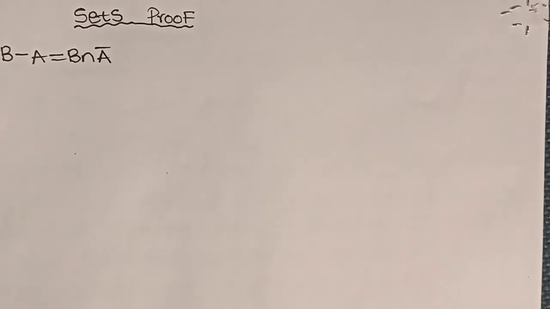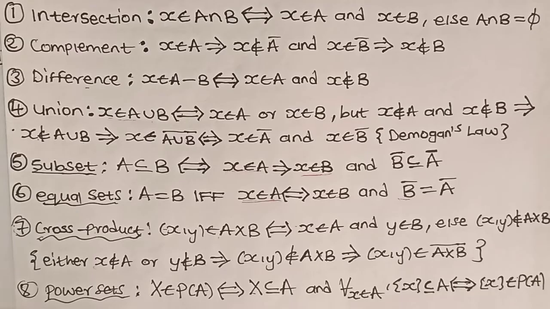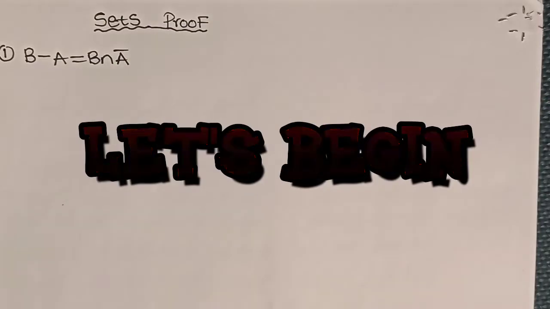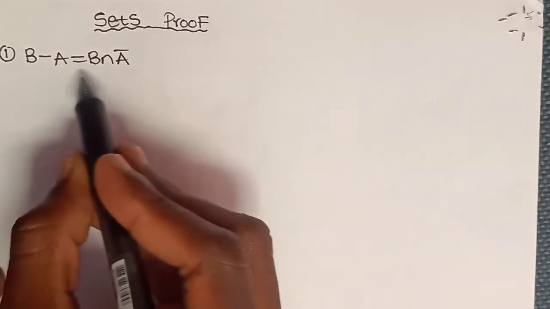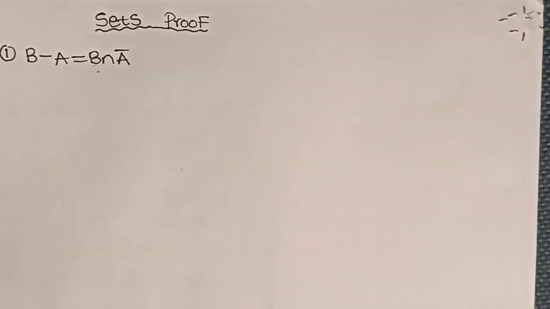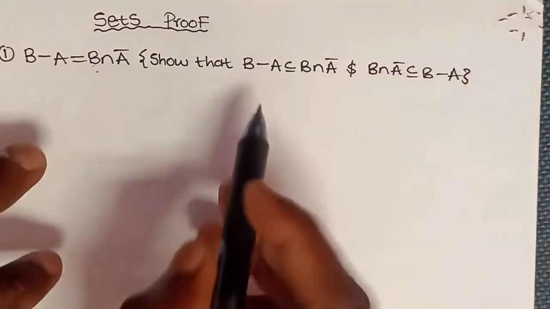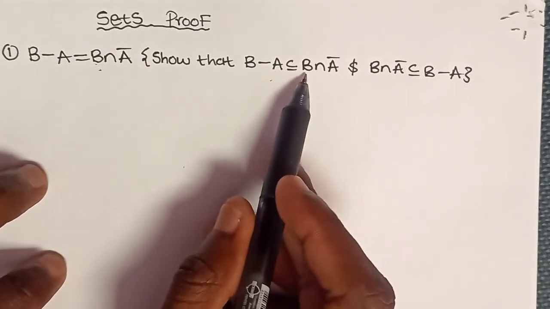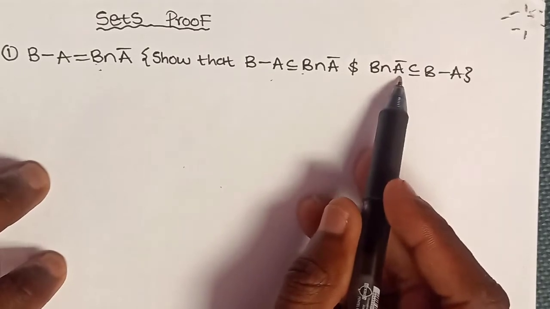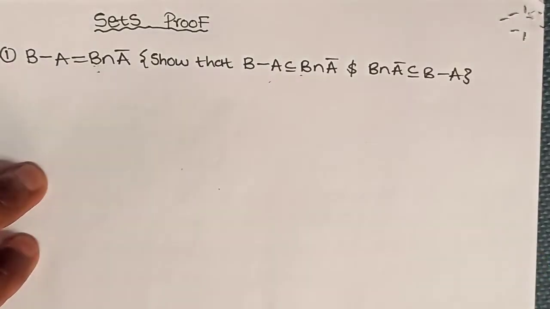Recall the 8 definitions that I have defined in the previous video. So this is what I'm talking about. We'll be using this to prove. So in order to show that B minus A is the same as B intersect A complement, we'll have to show that B minus A is a subset of B intersect A complement, and B intersect A complement is a subset of B minus A.